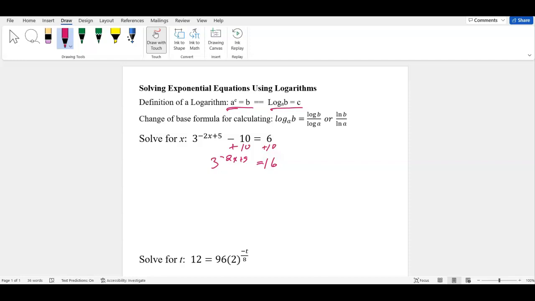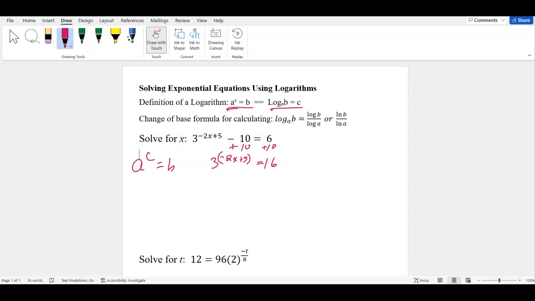And now, while it doesn't necessarily look like it, that is of the form a base. A is like the 3. And then the exponent c here is that negative 2x plus 5, our single exponent, even though it's not just a number or a letter itself, it's an expression. But there's a base to an expression for an exponent is equal to 16. So c is like our negative 2x plus 5, and of course b is like 16.